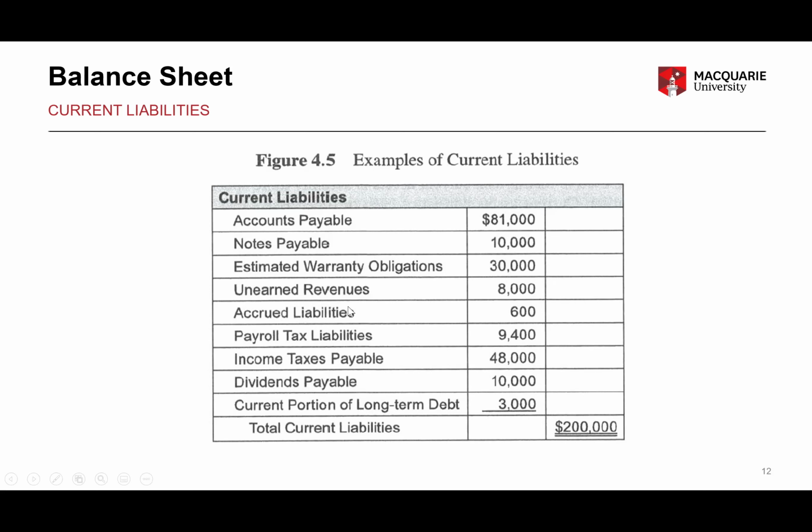Unearned revenue. So potentially our customers have paid us in advance for something. So it might be if we are a magazine publisher, for example, we may have received an annual subscription from our customers, but we haven't provided the goods yet. So we owe them these goods. Or if it's a gym, for gym membership, we owe them a service. So that would be unearned revenue.